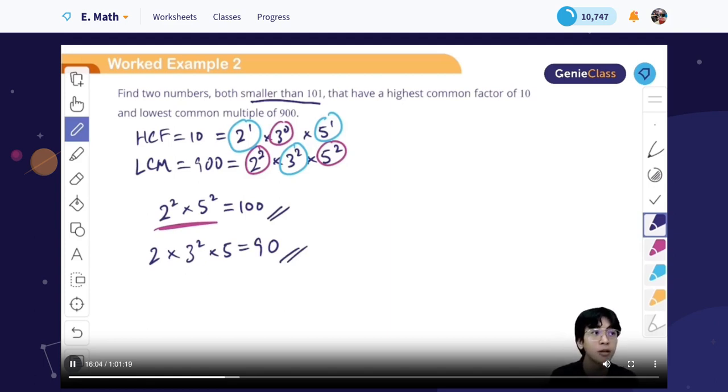Any questions with this question? Anyone has problems seeing how to do this kind of question? So it's Sec 1 level. It's slightly harder for Sec 1s, but you guys in Sec 4 should be used to this kind of question already.